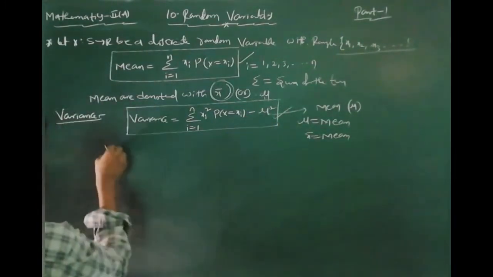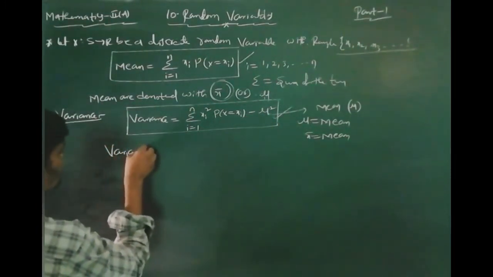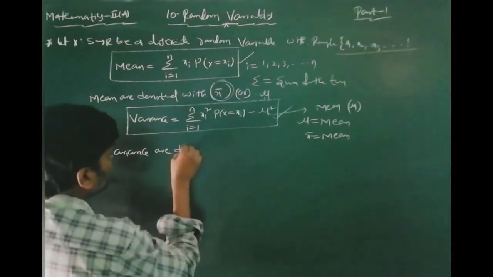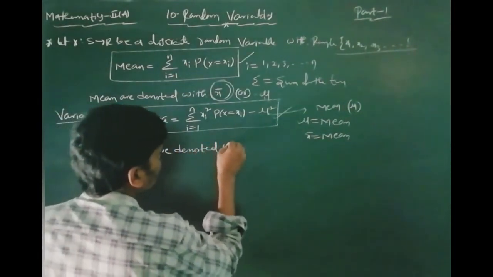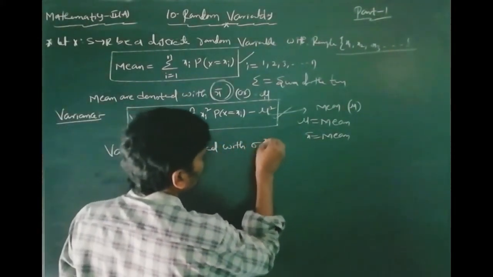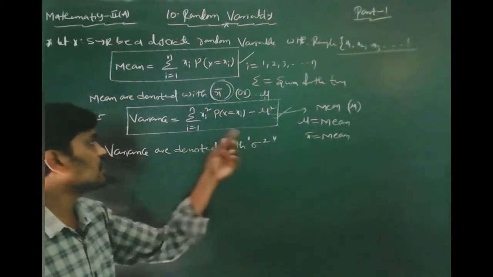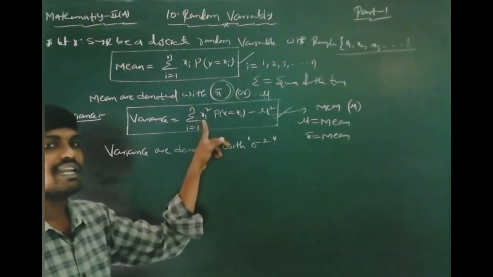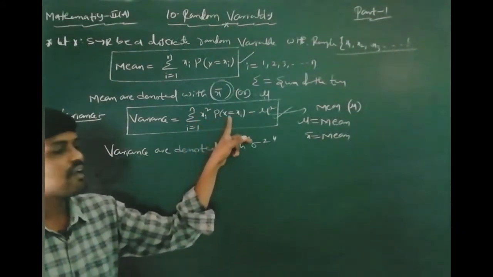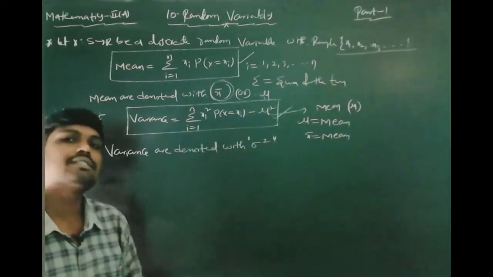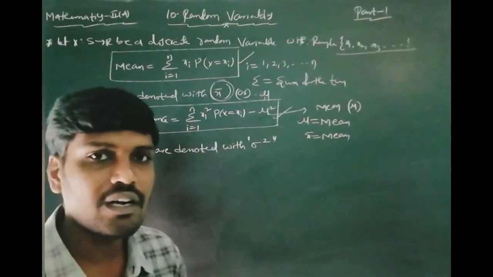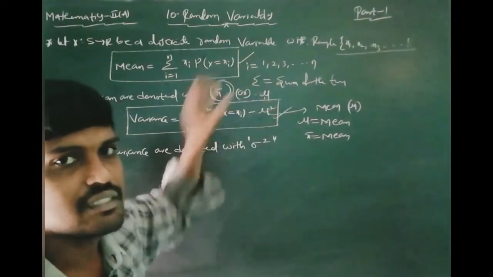After that, variance is denoted with sigma square. Sigma square equals summation of i equal to 1 to n of xi square into p of x equal to xi minus mu square. Mu is nothing but the mean. This is the variance definition.